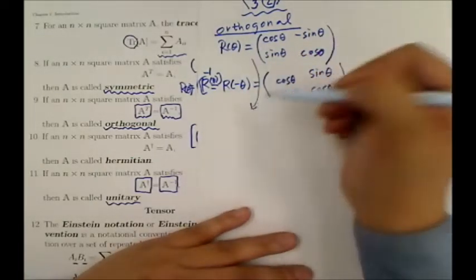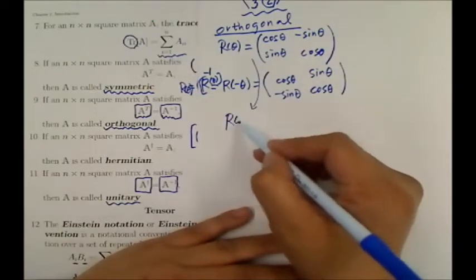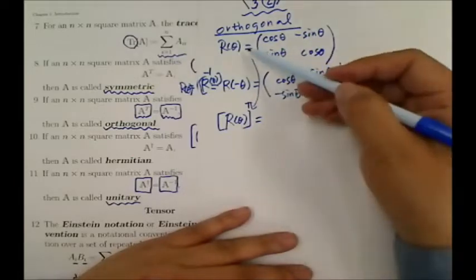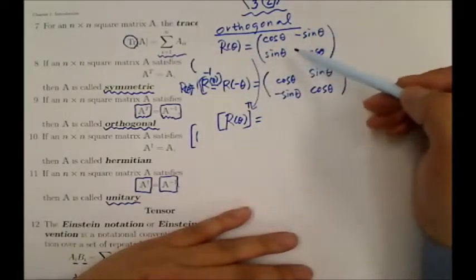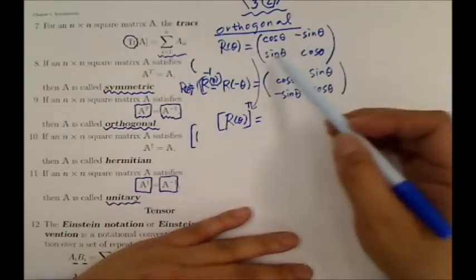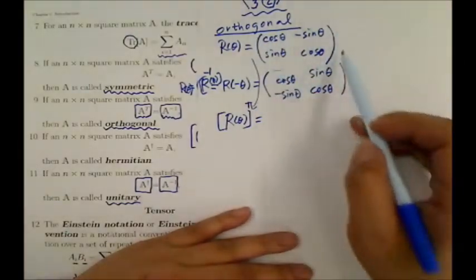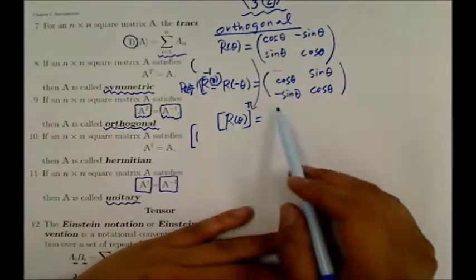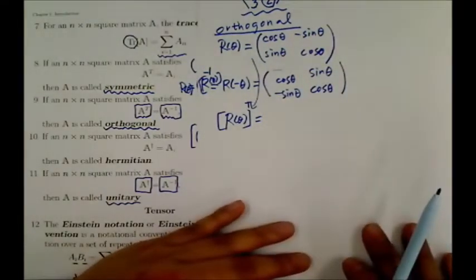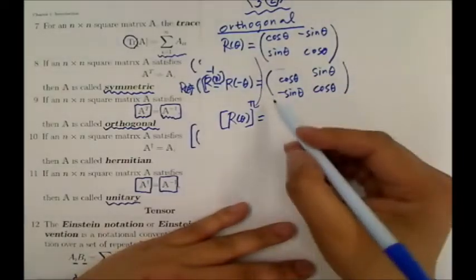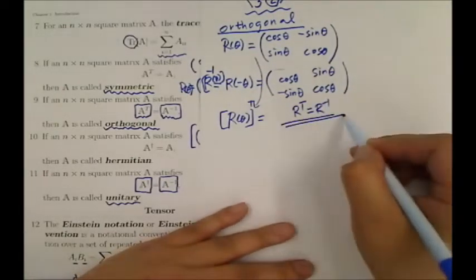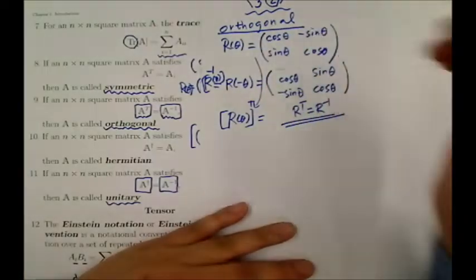However, it can be simply obtained by taking the transpose. If I take the transpose, these two elements are flipped. So just the transpose of this original rotation matrix is the same as inverse of the original matrix. Therefore, we say the R transpose is R inverse. That is, R is an orthogonal matrix.